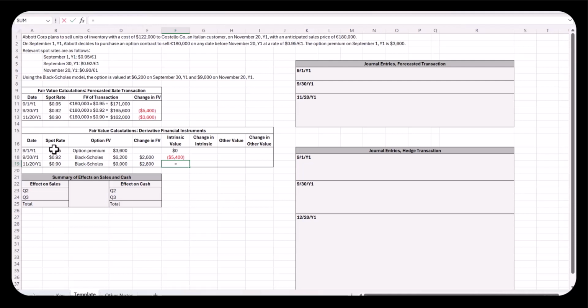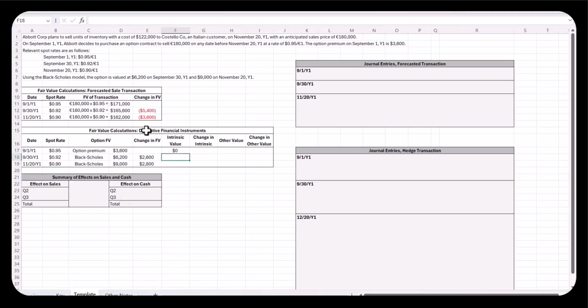And then we'll do the same thing as of November 20th. We take the 90-cent rate given here in cell B19 and the 92-cent rate in B18, and we multiply that by 180,000 units, and we've got a $3,600 negative value there.